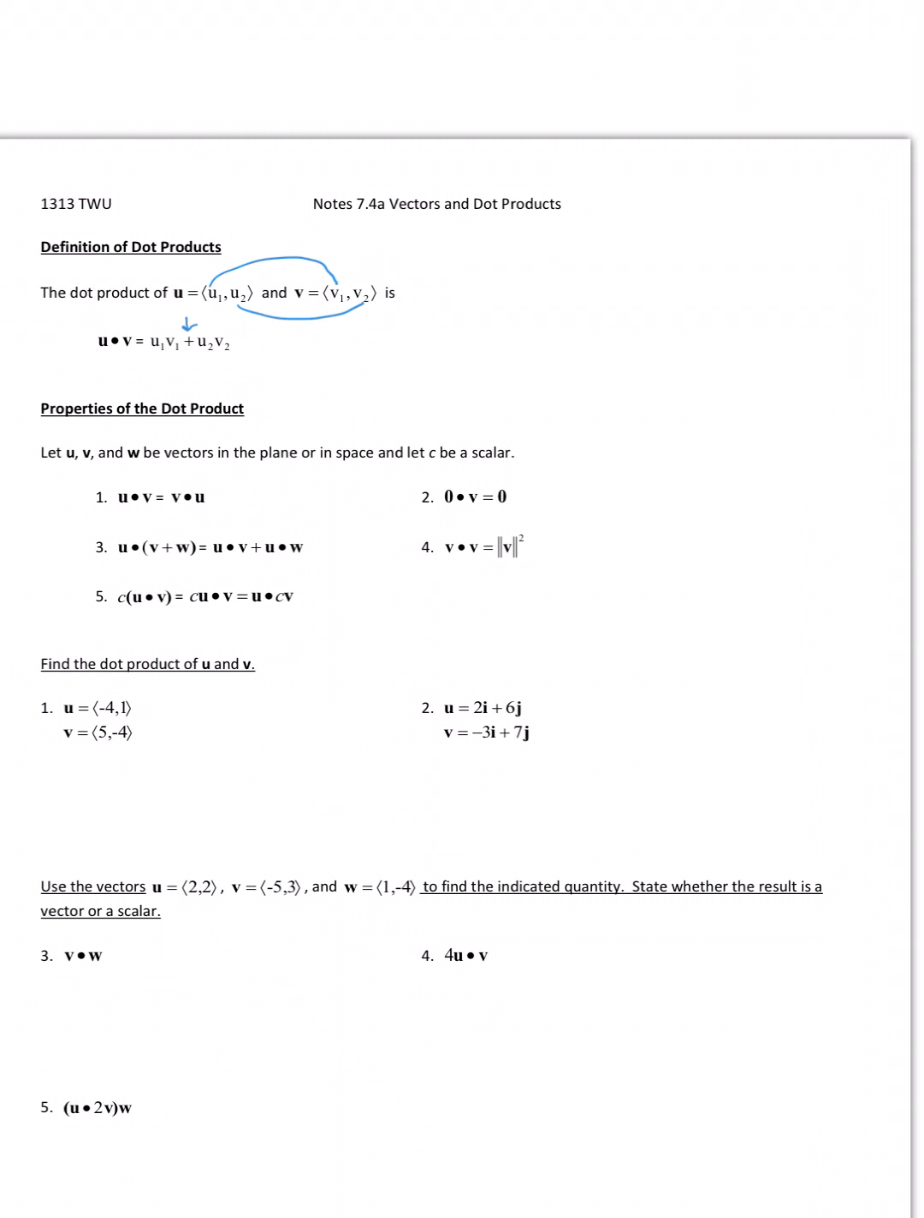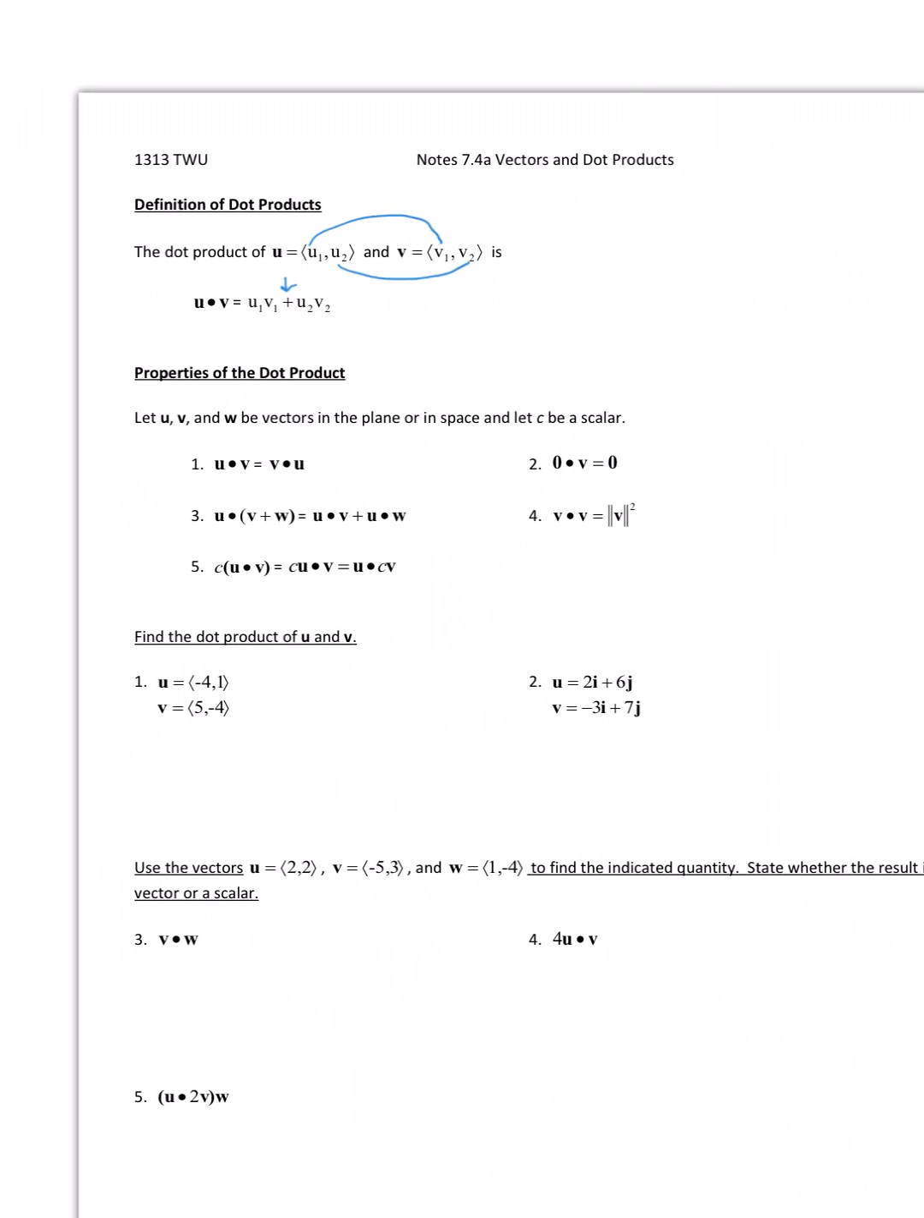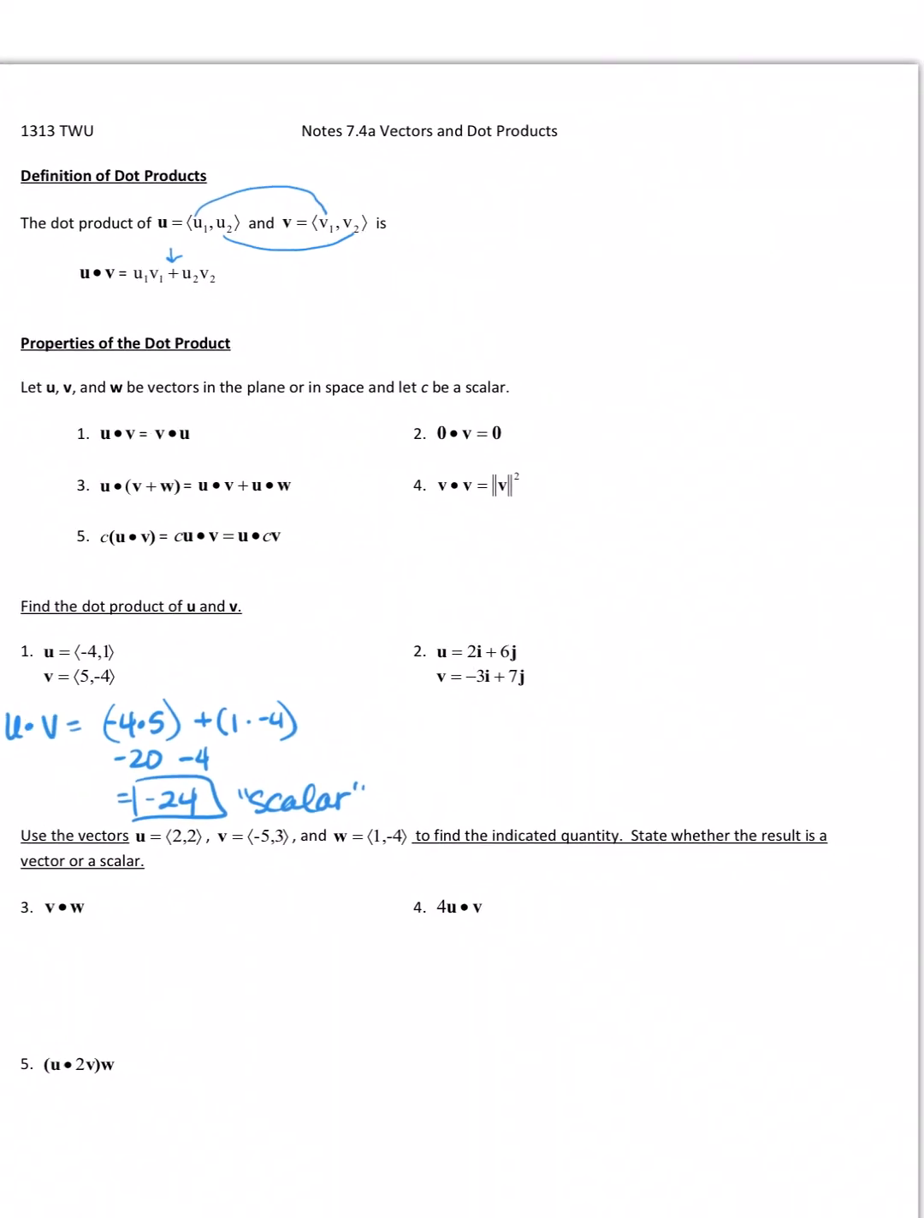Finding the dot product of U and V. U is -4, 1, and V is 5, -4. So dot product, remember, come back up here. What are we doing here? We're multiplying the X components, and then we're multiplying the Y components and adding them, okay? So U dot V would be -4 times 5 plus 1 times -4. So I have -20 minus 4, so that means I have -24. And there's my answer. Now that it's a number, it's no longer a vector, we call this a scalar. Just like we did with C above, okay?